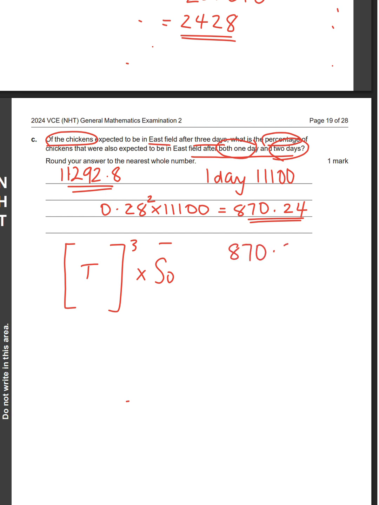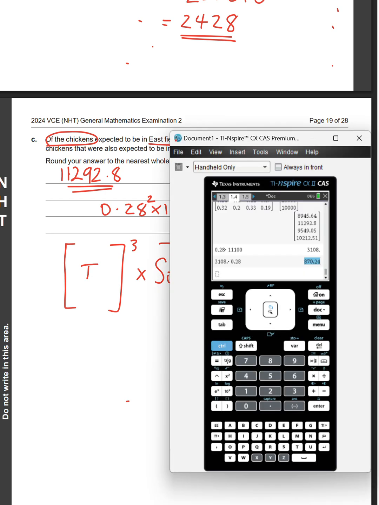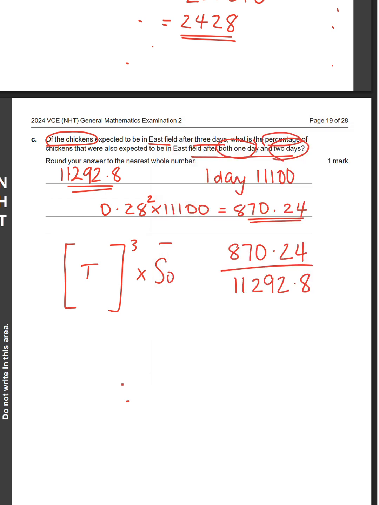Okay, so that's how many were there still, and it's got to be as a percentage of that. So 870.24 over 11292.8. And then we just put that into the calculator. This one divided by 11292.8 times by 100 to get it to a percentage. And we have 7.7. We want the nearest whole number, which is then 8%. Okay, so again, there's not really an indication of how much work that one actually takes. But once again, we're looking at both days. So that can indicate how much we actually have to do for that question.